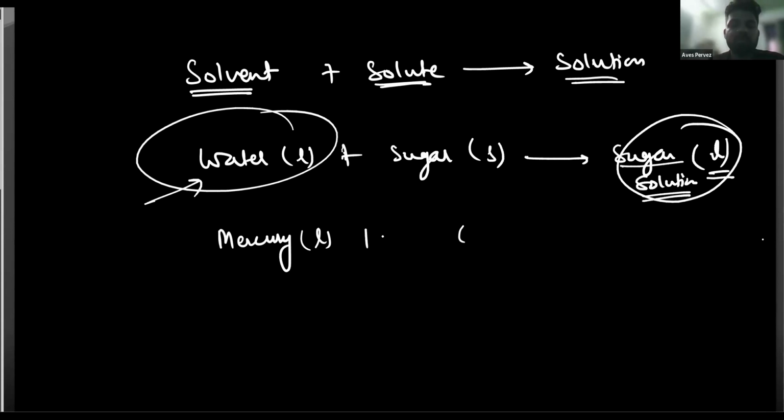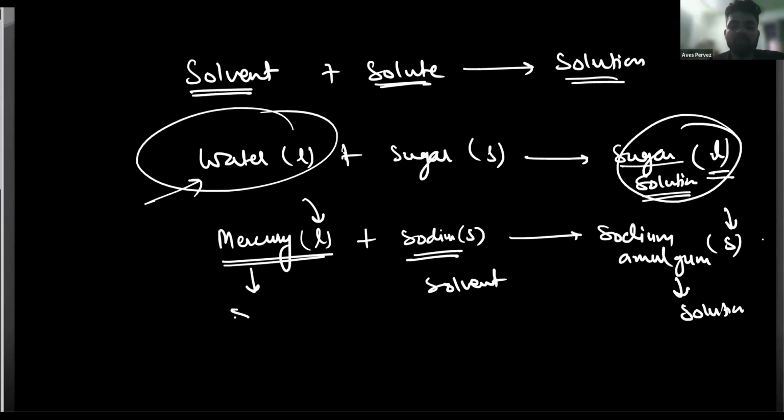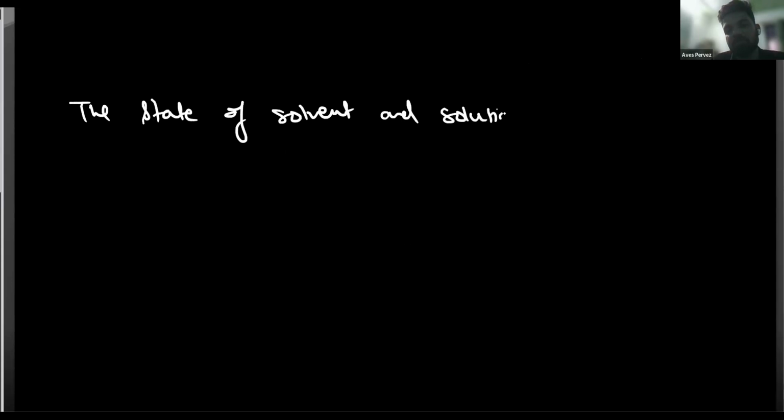Here, mercury is added to sodium, which is solid, and it gives sodium amalgam. The state of the amalgam is also solid. So mercury is not considered the solute. Here sodium is solid and sodium amalgam is also solid, so this is the solvent, this is the solution, and this is the solute. Now you understood. Keep in mind, note down that the state of the solvent and the solution is the same.